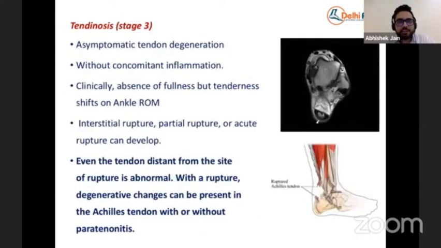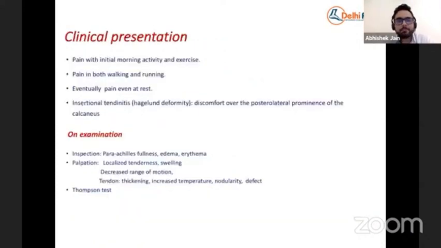Tendinosis is the last stage, where there is asymptomatic tendon degeneration without concomitant inflammation. Clinically, there is marked absence of inflammation, but tenderness shifts on ankle range of motion. Interstitial rupture, partial rupture, and acute rupture can develop. And even the tendon distant from the site of rupture can be abnormal.